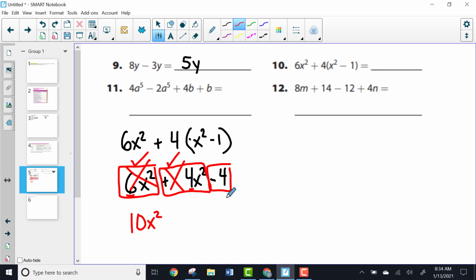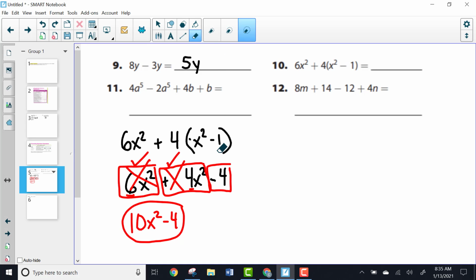Now I just have -4, and I just write -4 here, because there was nothing to combine -4 with. If there was another whole number, I could, but there's not. So an equivalent expression of 6x to the power of 2 plus 4 times x to the power of 2 minus 4 is 10x minus 4. That's an equivalent algebraic expression, and we used the distributive property to break that problem down.